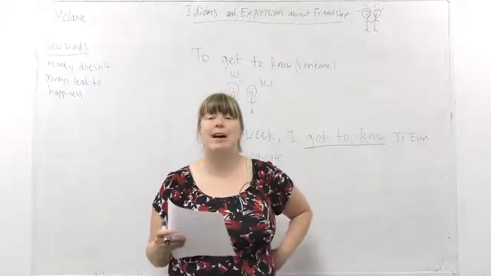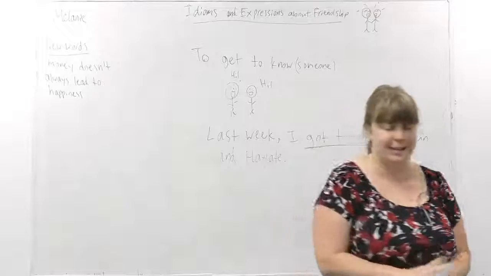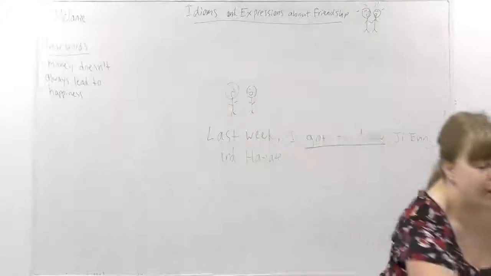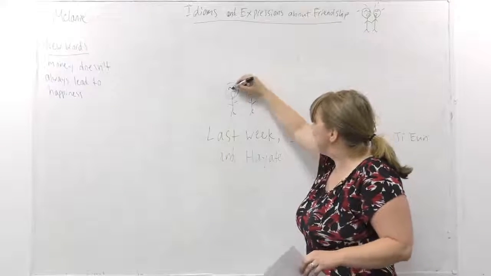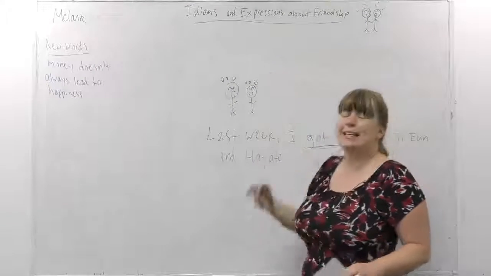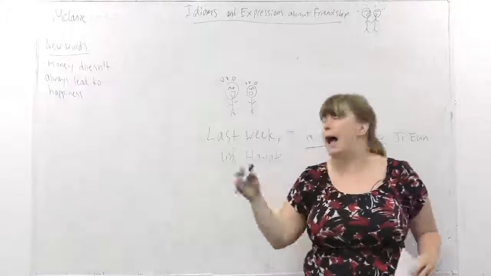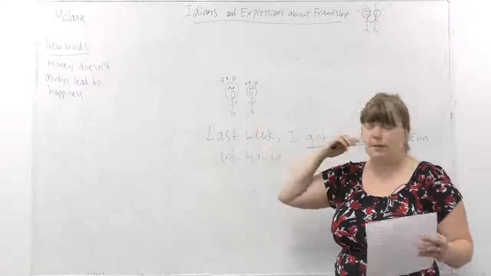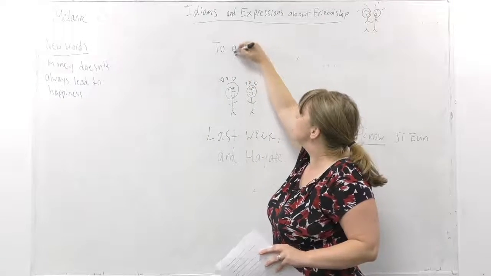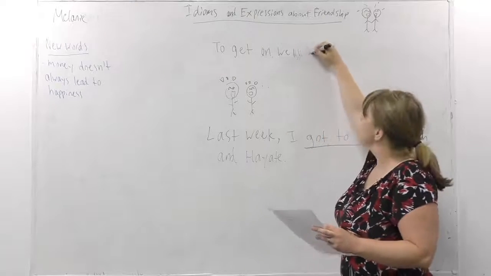All right, now let's move on to idiom number two. To get on well with. Okay, so when you get on well with someone, maybe you have similar interests and you really like each other. Now, this can happen at the beginning of a relationship too. So as you get to know someone, you might discover that you get on well with them. To get on well with.